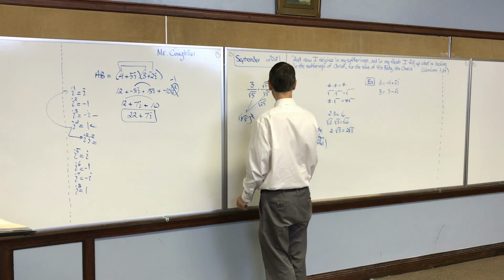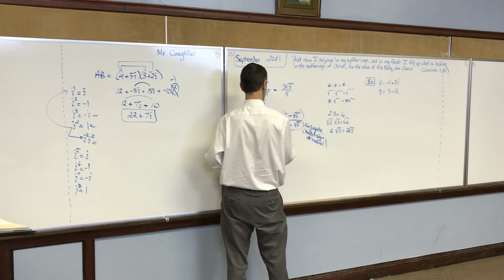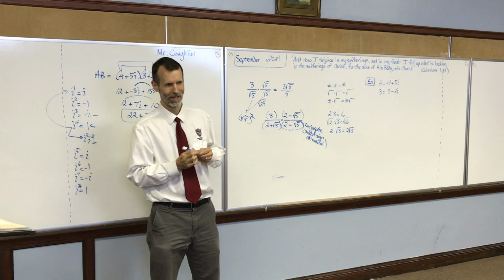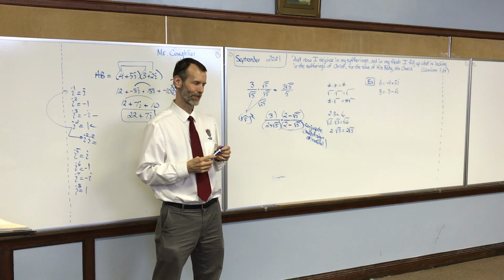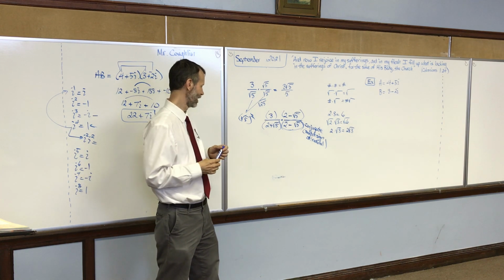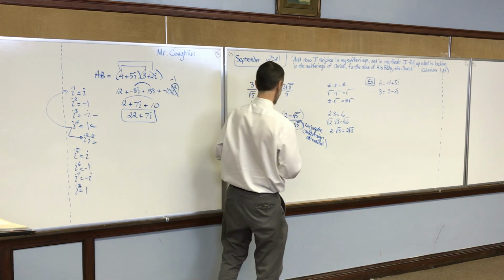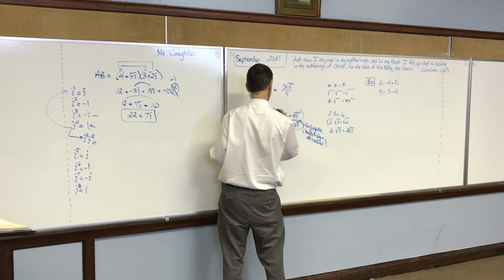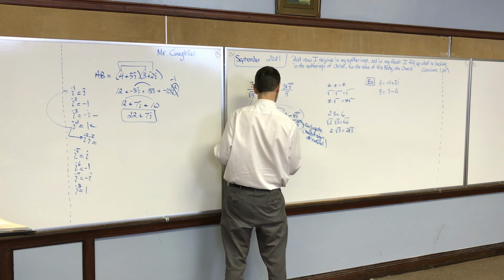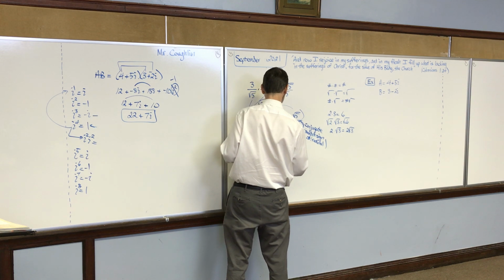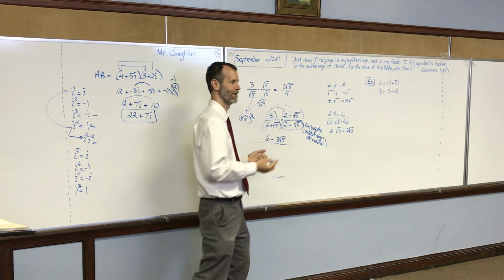On the top, you're supposed to do 3 times 2 minus radical 5. On the bottom, you're supposed to do binomial times binomial. How do you do binomial times binomial? Okay, help me out. Do the top for me. 6? Right. 6 minus 3 radical 5. How do you do the bottom?